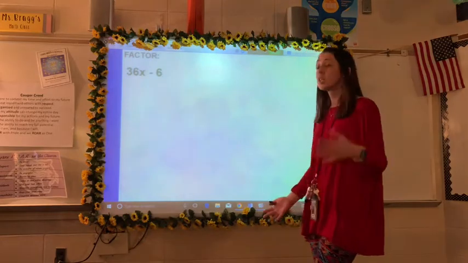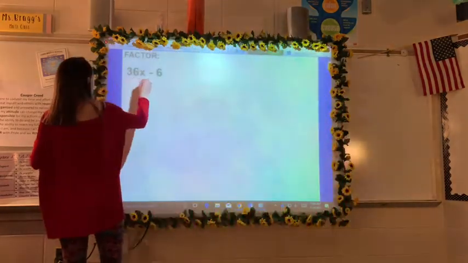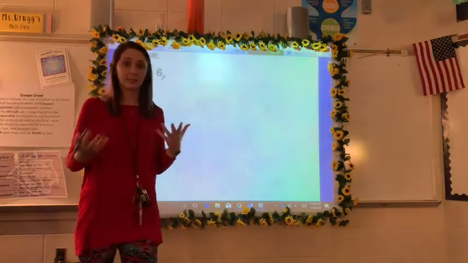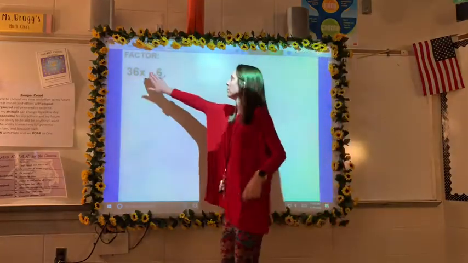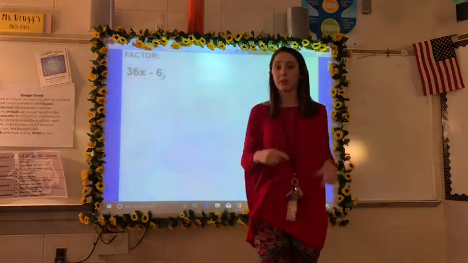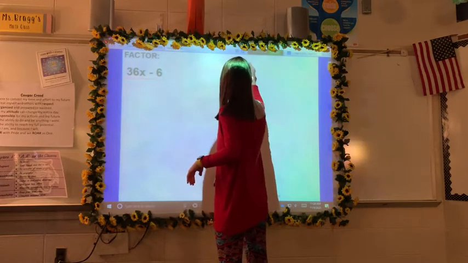All right, so let's go ahead and look at the 2 examples that you have to factor. The first one is this one. We're going to do 36x minus 6, okay? So hopefully you remember the first thing we want to do is ignore this variable and look at the 2 numbers that we're given, okay? In this case, we're given 36 and we're given 6.